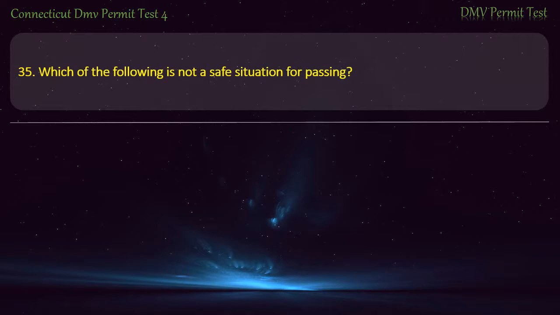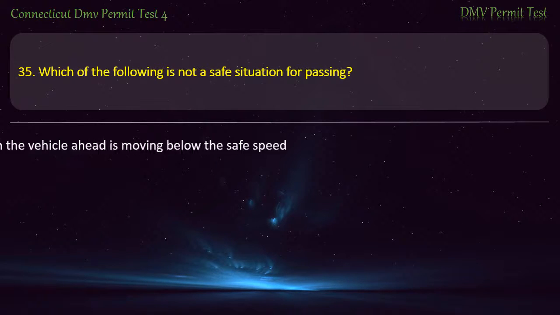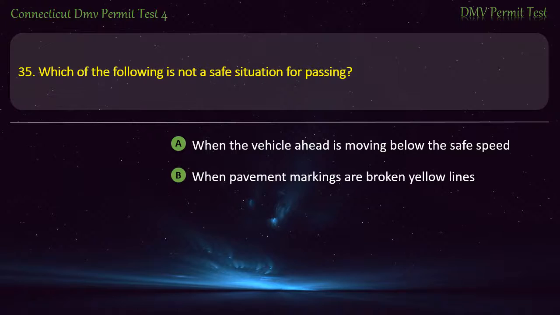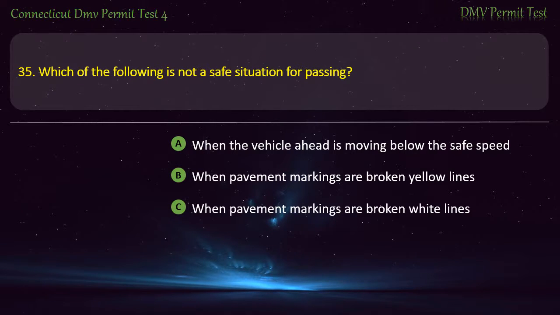Question 35. Which of the following is not a safe situation for passing? When the vehicle ahead is moving below the safe speed. When pavement markings are broken yellow lines. When pavement markings are broken white lines. When moving through an intersection. Answer: When moving through an intersection.